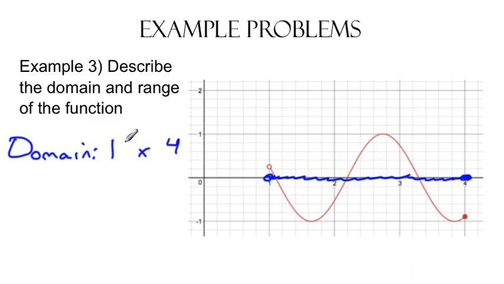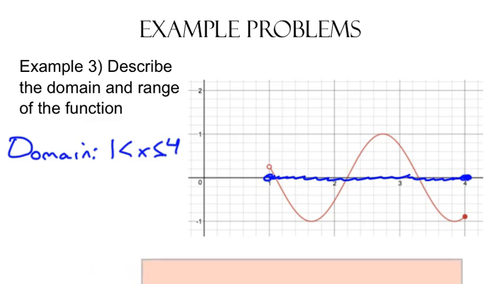Domain is represented by x. It has to be greater than 1. Oh, I seem to have lost my pen. It has to be greater than 1, but not equal to, because it's an open circle, and less than or equal to 4, because it was a closed circle. Now I can do the same thing for my range.